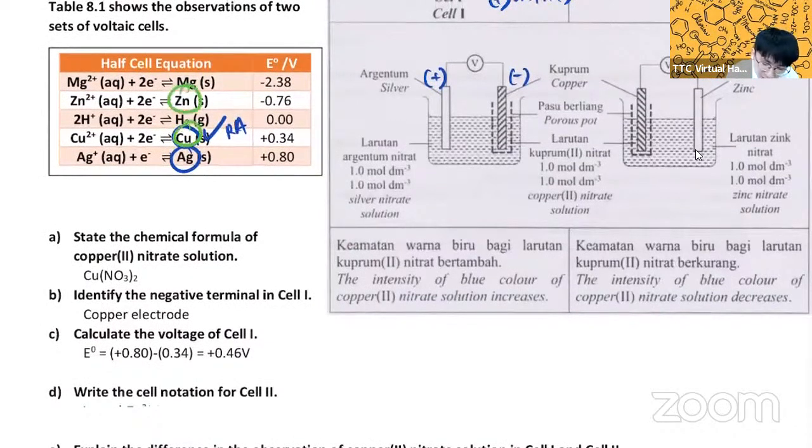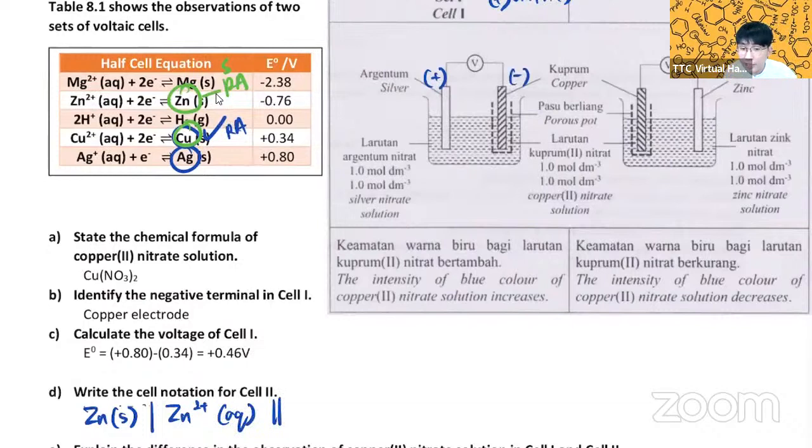Because zinc is higher, it should be your stronger reducing agent, so it will be the one that donates electrons. So we start off with zinc solid, immersed into zinc ion aqueous, and then a salt bridge into the other solution. The ion in the other solution is your copper(II) nitrate, so it's Cu2+ aqueous, and then it connects to your copper electrode.